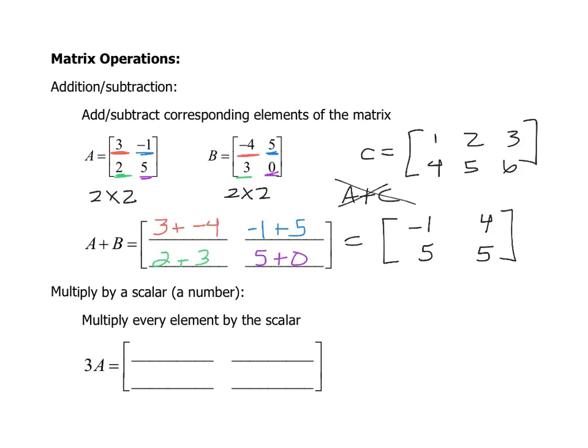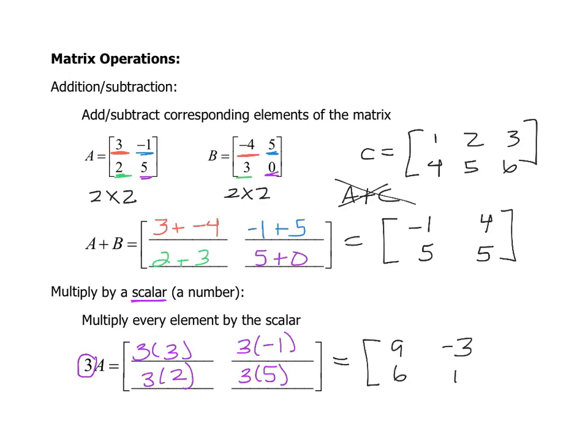Okay, so the next thing we're going to do is multiply by a scalar. And remember, a scalar is just a number, and our scalar in this case is the number 3. If we're trying to take 3 times matrix A, we're going to multiply 3 times every element of matrix A. So we're going to have 3 times 3, 3 times -1, 3 times 2, and 3 times 5. So our final matrix is going to end up being 9, -3, 6, 15.